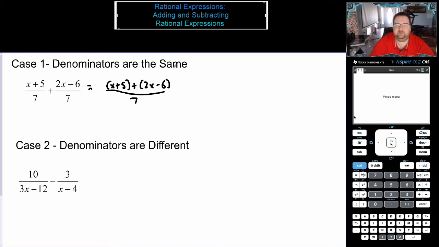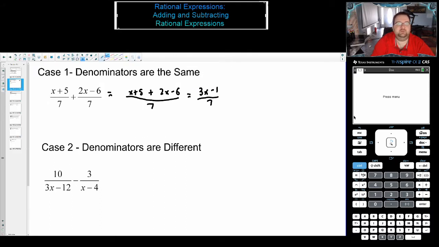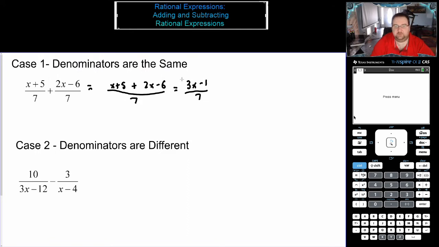Let's just drop the parentheses. I usually put the parentheses there initially, especially if there's a negative sign, because you're going to have to distribute that negative sign. But since this is a positive, I can just drop it, and now I can add them together. So x plus 2x is 3x, and 5 minus 6 is minus 1. And this is over 7. It doesn't look like I'm going to be able to simplify any further, and so I'm going to be done with this one. I'll just box my answer. There we go.